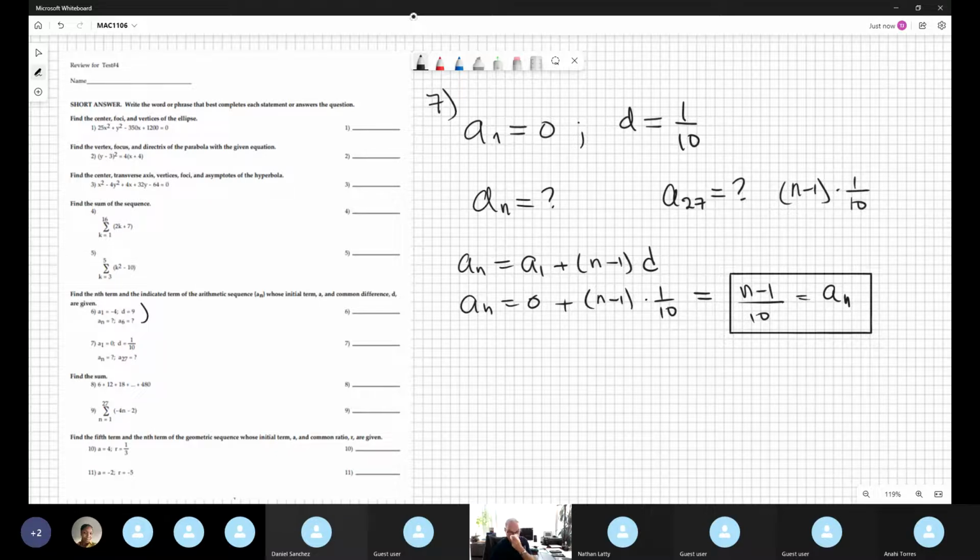You want to find position 27. Plugging in n is 27 minus 1 over 10. 27 minus 1 is 26. And reducing, divided by 2 is 13, 10 divided by 2 is 5. This is the answer. This is a27 equals 13 over 5.